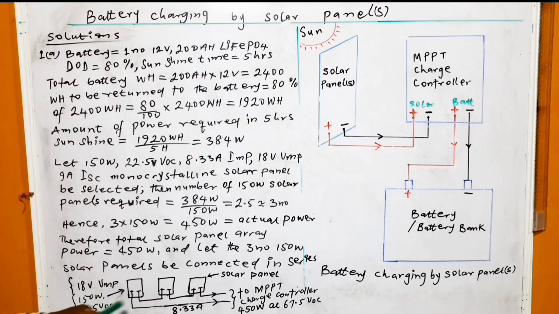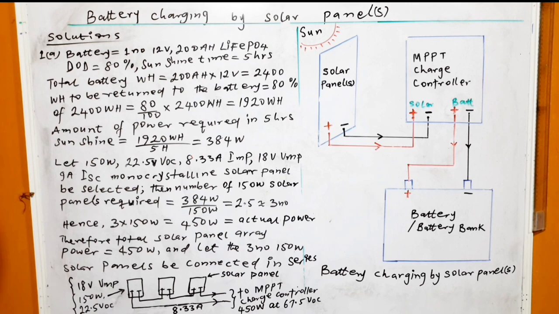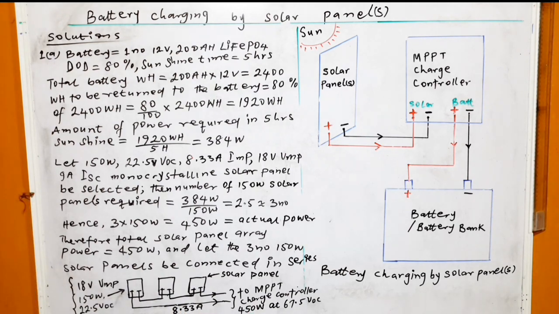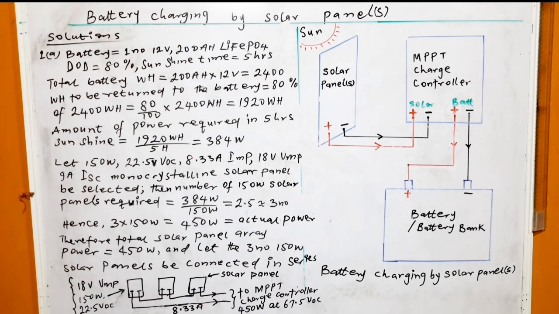So then the 450 is obtained by multiplying 150, that is the wattage of each of the solar panels, by 3, you now get 450, and that is what we have going to the MPPT charge controller. If you divide the total wattage, which is 450 watts, by 18 times 3, you have 8.33 ampere. In other words, the current flowing in the 3 solar panels is the same current, since they are in series.